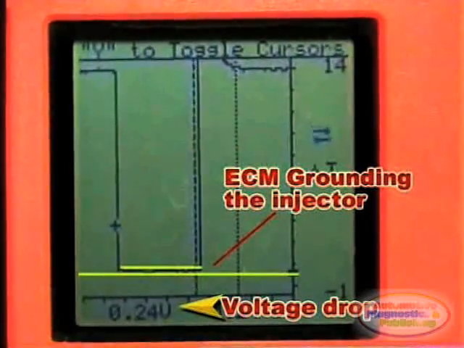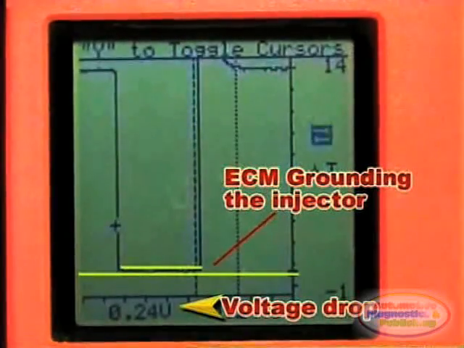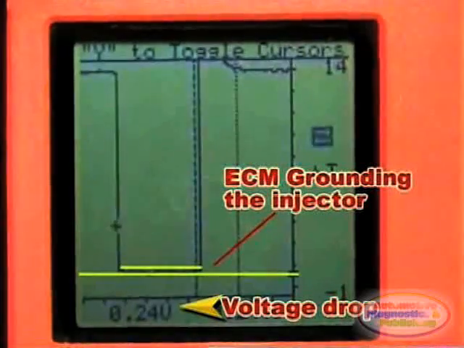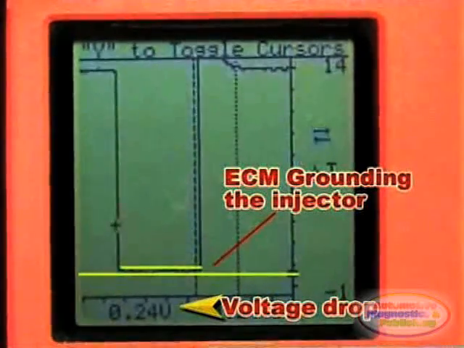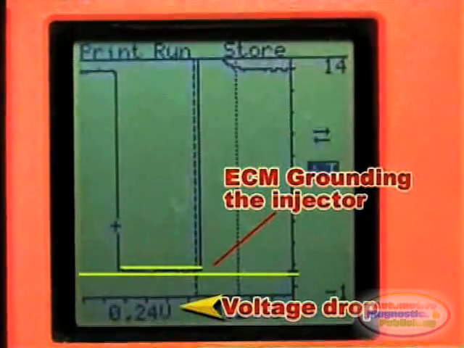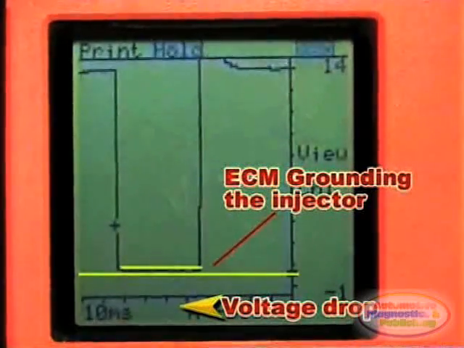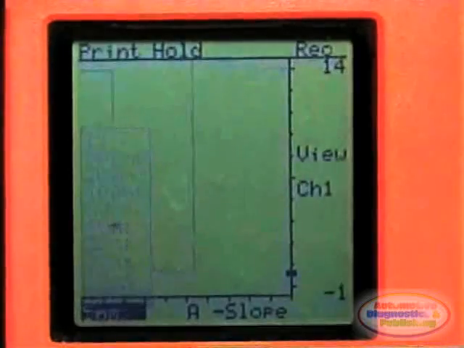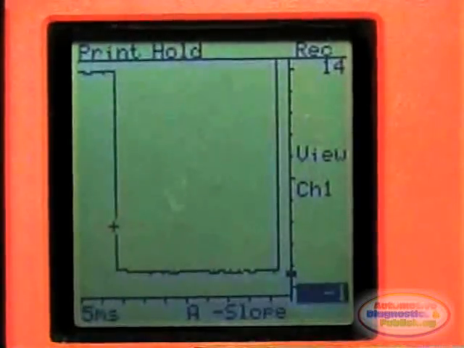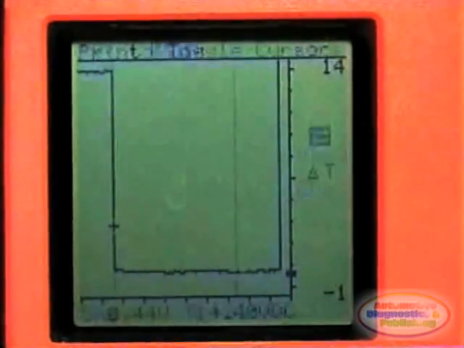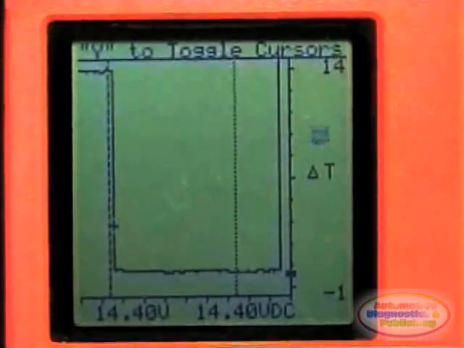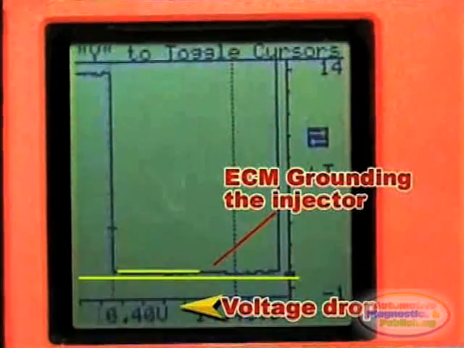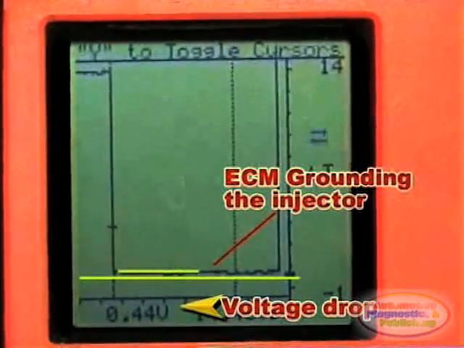But this should only be seen with a cranking engine. In this particular case, we were having a bit of a problem with this vehicle. There was actually a ground problem at the main computer ground, feeding the ECM, which is the reason why we used this vehicle for our video example. The bottom side of this injector is at 240 millivolts indicated by the 0.24 volts seen on the bottom of the screen during this test. Again, this is a fast way to look and analyze our ECM ground.